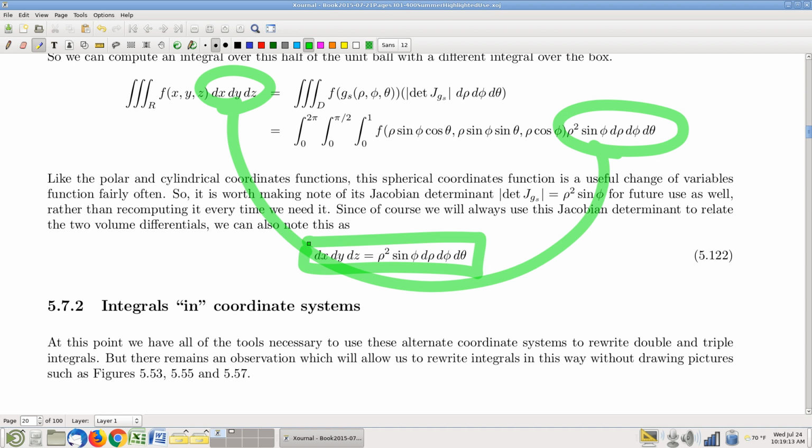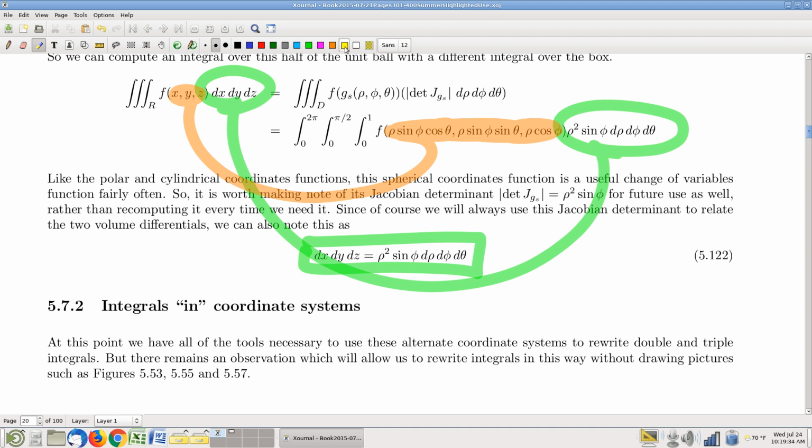Right? Don't forget to plug in the actual formulas for x, y, and z. Admittedly, there's a lot of trig in there, and that is a little annoying, right? But you've got to plug in for what x, y, and z are. That's just plugging in, though.